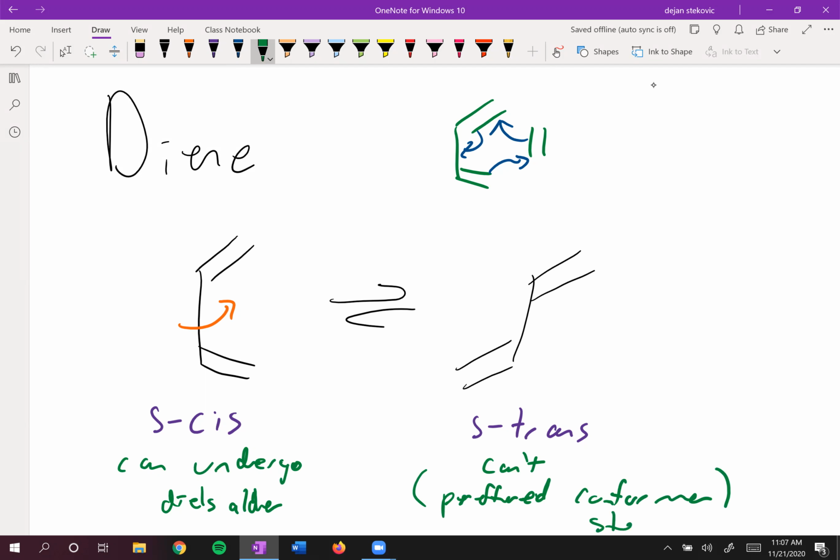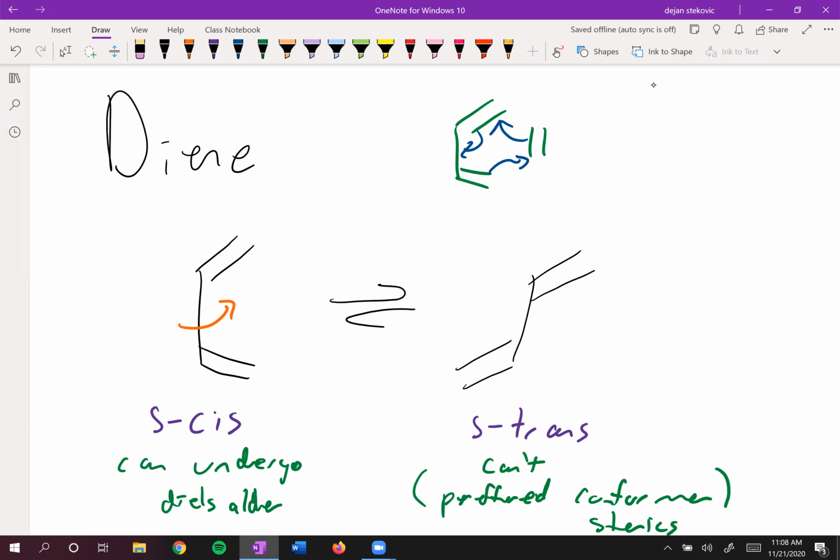Right, due to sterics. But it's not too big of a deal at room temperature or elevated temperatures that rapidly interconvert with one another. And so you can get the product, you'll get the S-cis at some point, which can undergo the Diels-Alder cycloaddition. It gets more problematic when you start adding functional groups here, right? If you start adding really big functional groups, you would really slow down the rate of this reaction.